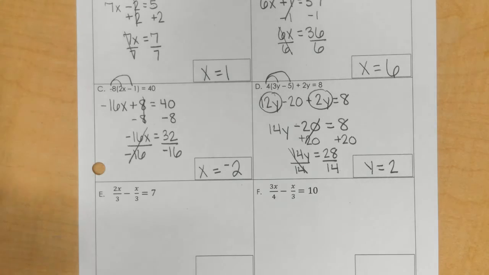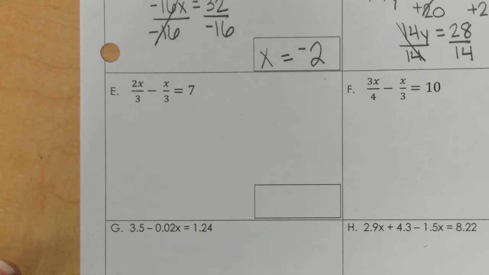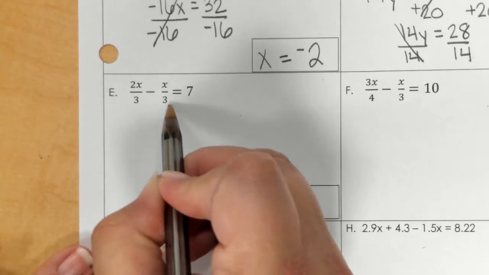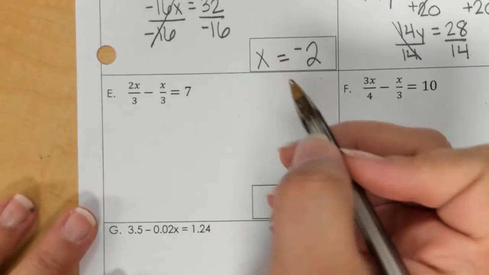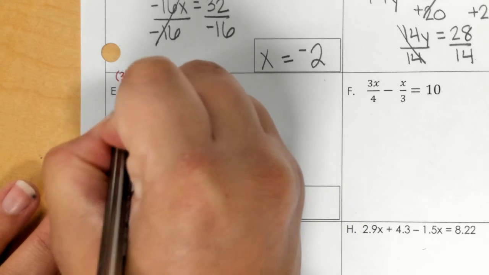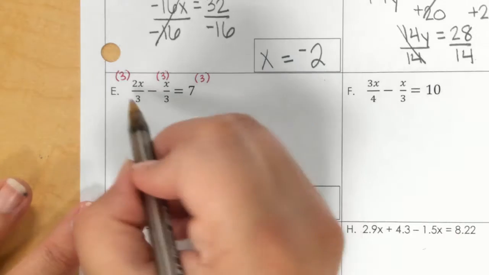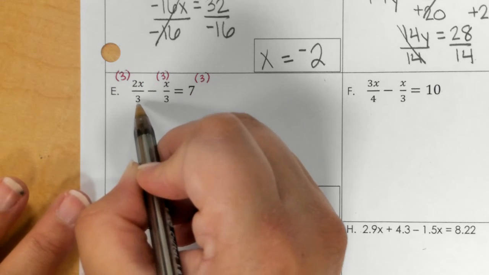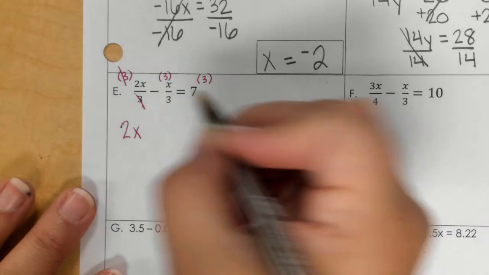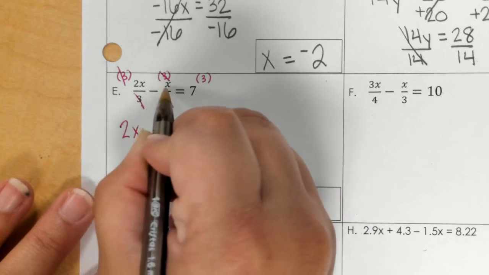Excellent. Now, the next part is called clearing a fraction. So I'm going to zoom in. So for letter E, I see that I have the same denominator, 3 and 3. So what I'm going to do is take that 3 because it's the same, and write it above every term. And I put parentheses just to show multiplication. So here, these two 3's, because they are the same, they cancel. And we're left with 2x. Here, the 3's are the same as well, and they cancel, leaving you with minus x.